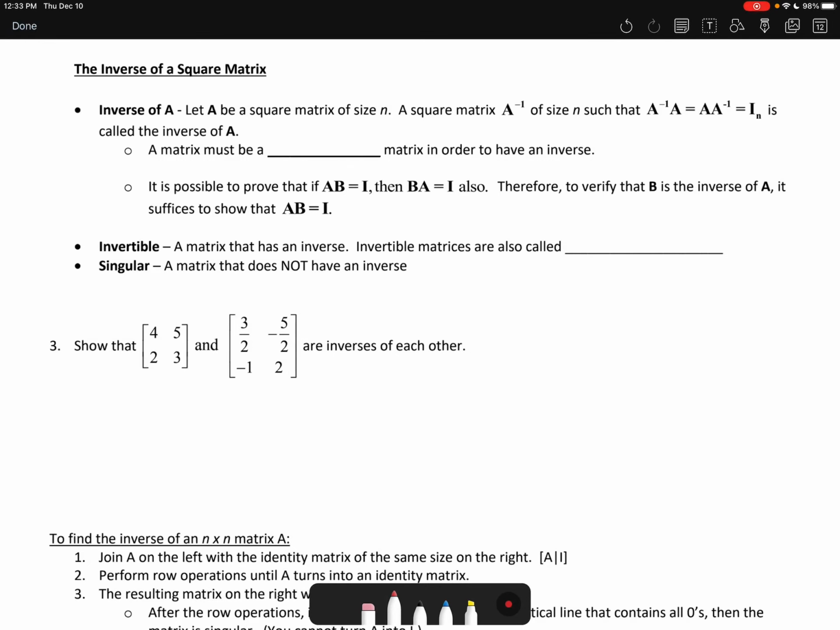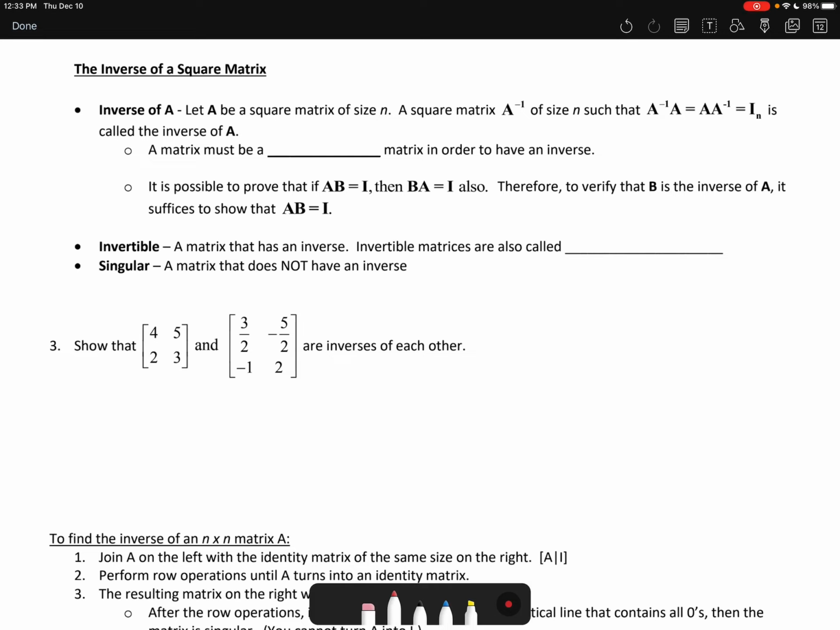Okay, so now that we know what the identity matrix is, we want to move on to what is the inverse of a matrix. So if you have a square matrix A of size n, a square matrix A inverse of size n exists, or could exist, such that if you take the inverse of A and multiply it by A, again, both ways, then you get the identity matrix back. That would be the inverse of A.